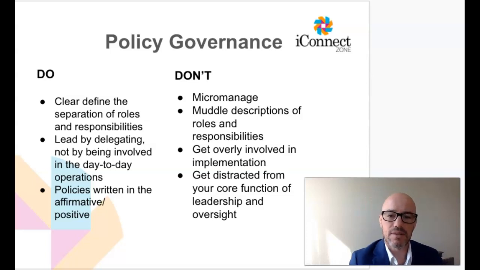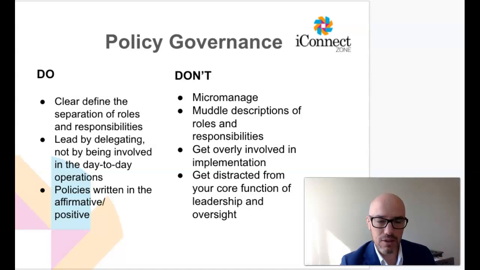All right, policy governance. Let's take a look at the list of things the board should not do. First and foremost, the board should not micromanage. It's not up to the board to drive the school from the board position. Boards should not muddle descriptions of roles and responsibilities. Stick to your roles and make sure that your administration sticks to their role. The board should not get overly involved in the implementation process. That's really an administrative decision. That's how they function. And finally, the board should not get distracted from the core function of leadership and oversight. As the policy governance board, it's your job to stick to the mission and vision of the school that you're operating.